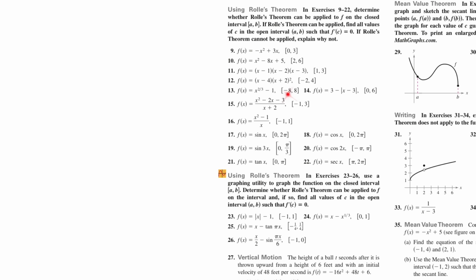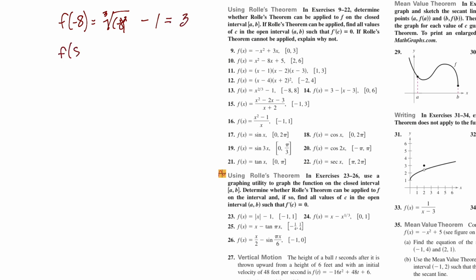So does f of a equal f of b? Well, we could try just to make sure, but I do believe it's going to work out. Now remember that 2/3 power means the cube root of x squared. So that would be the cube root of -8 squared, minus 1. So that gives me, let's see, -8 times -8 is 64, and the cube root of 64 is 4, and 4 minus 1 is 3.